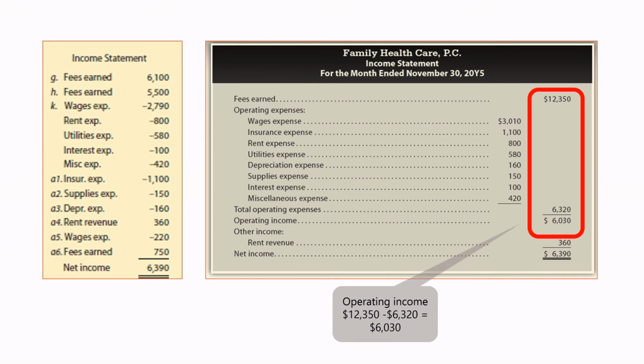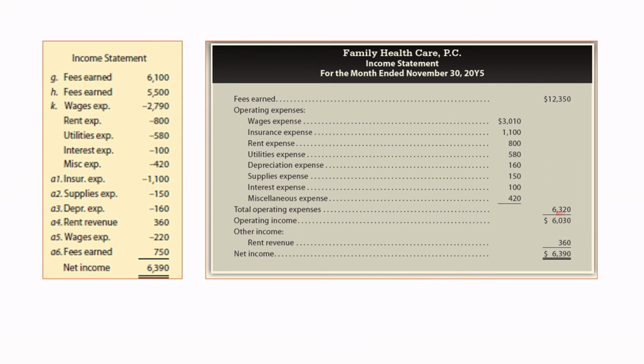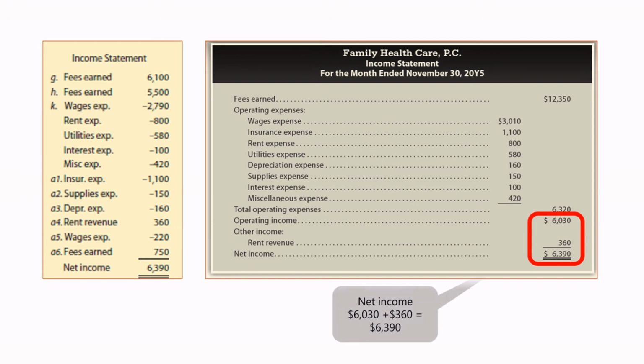Operating income is determined by deducting operating expenses from fees earned. Family Healthcare reports an operating income of $6,030. Other income of $360 from rental revenue is then added to operating income to determine the net income for November of $6,390.